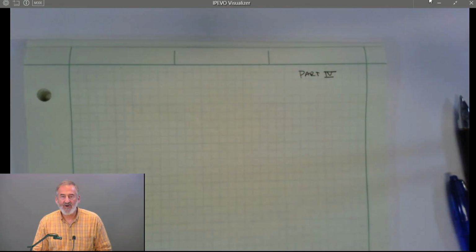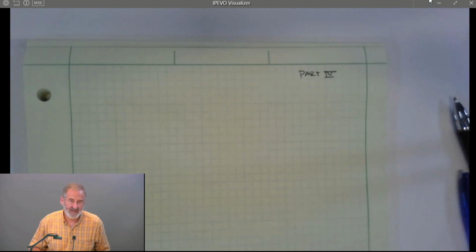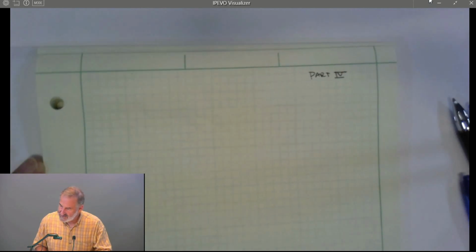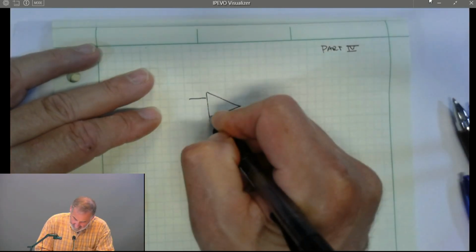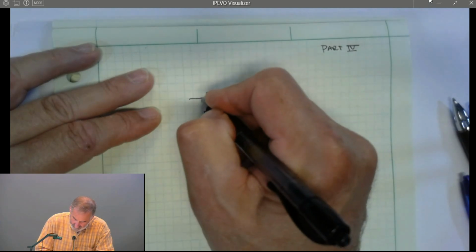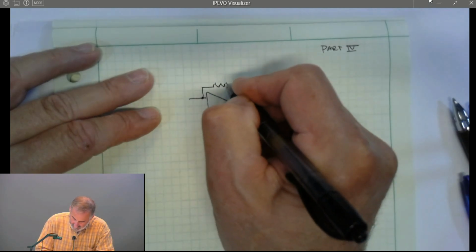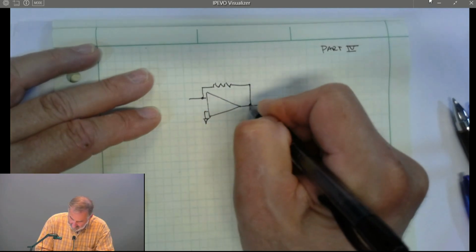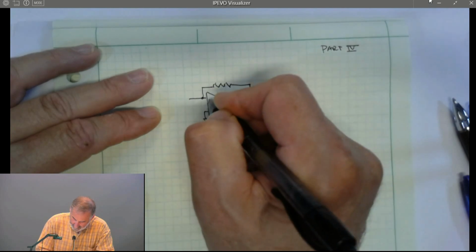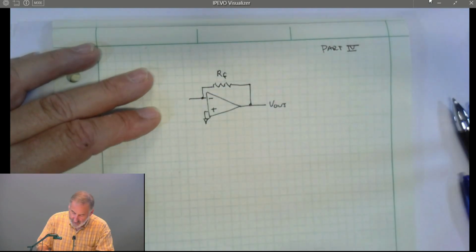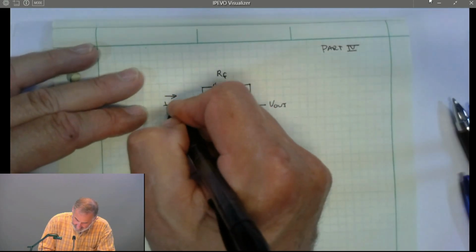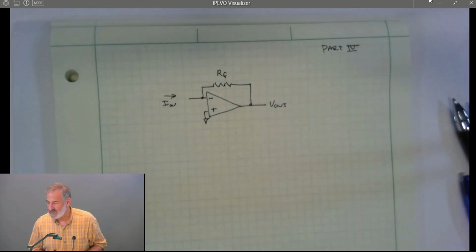This is the last part of Lab 6. We're going to look at some miscellaneous circuits. Some are going to be inverting, others non-inverting configuration. Let's start with a pretty simple circuit. This circuit has a current input rather than a voltage input.